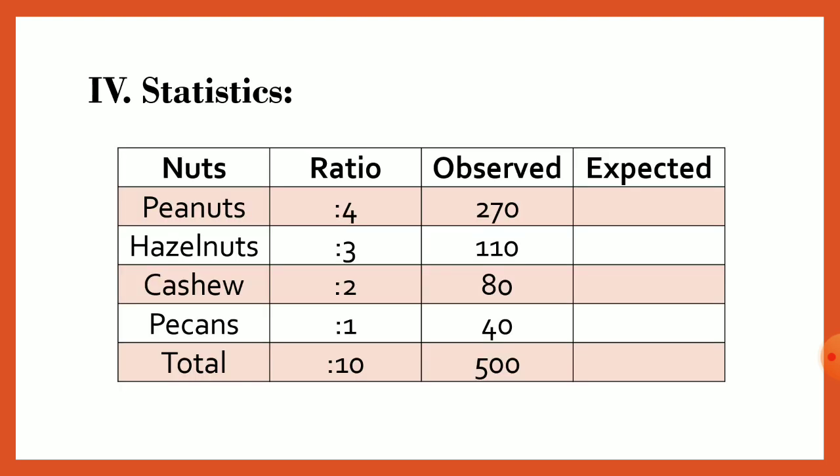Next will be the statistics. As we can see, we have here a table of data from the example. From the first column, we have the nuts. Second column, we have the ratio. Third column, we have the observed. And we have the fourth column, which is empty. We have the expected.